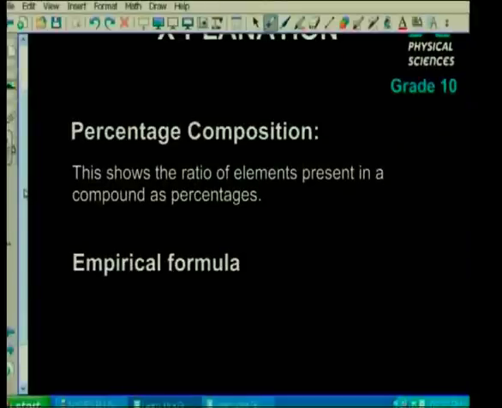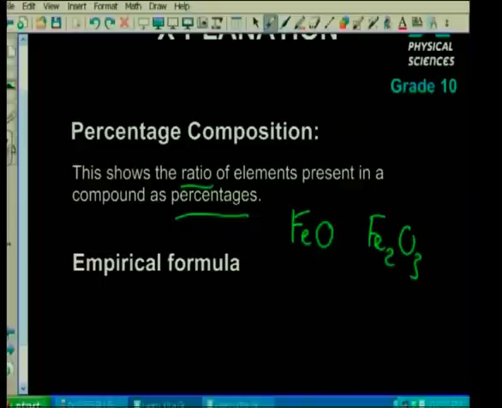The first one is percentage composition. This gives a ratio of elements present as percentages. So for example, I could be given different samples of compounds. You could get iron oxide and you could get iron 3 oxide. They have different percentages of iron and oxygen. Using some techniques in the laboratory, we can work out the percentage of iron in each, and then from there work out the formula. So we can use percentage composition to know how much stuff there is in ratio to each other.